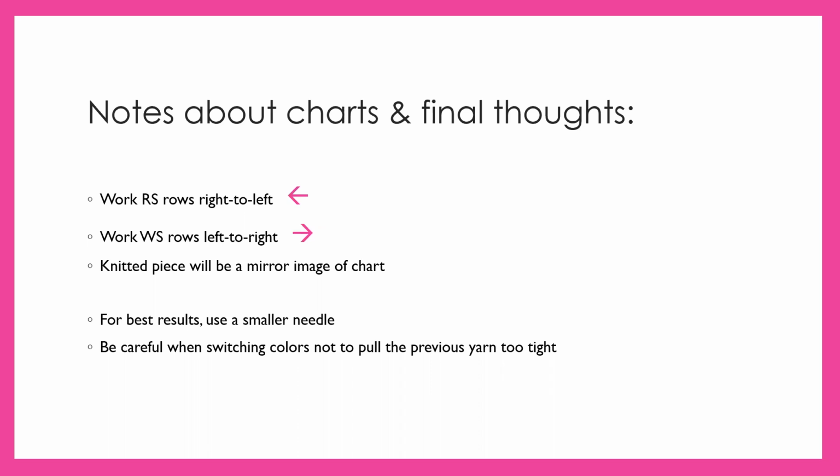If you want your sheep facing the opposite direction, work your wrong side rows from right to left instead. Whichever you do, just be consistent. It doesn't really matter which direction you work the right side rows from because every stitch is knit.